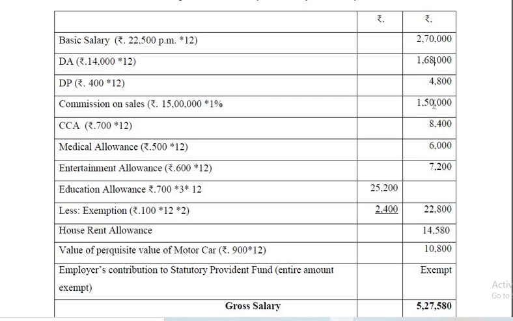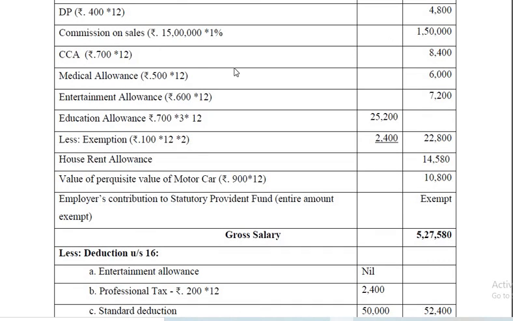Sorry, that should have been, this is 15 lakh. Okay, this should have been 15,000, not 1,50,000. Zero has to be omitted. CCA 700 into 12, 8,400. And then medical allowance is also fully taxable, 6,000.